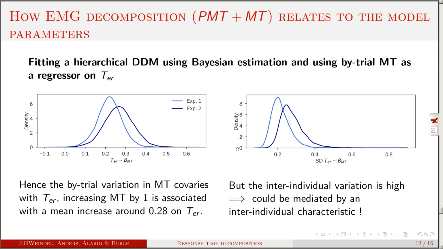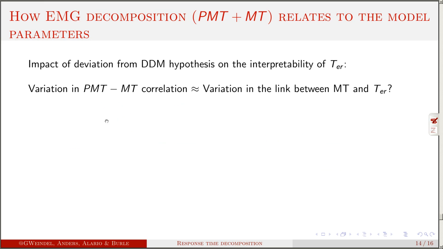But if we look at the estimated standard deviation of the MT regressor, we see that it is rather high, suggesting that some participants have a higher link between MT and non-decision time and that others are closer to 0. So there could be some inter-individual characteristic mediating the link between MT and non-decision time. Now we had the idea to connect the result on deviation from DDM, as shown by the negative correlation between PMT and MT, and this inter-individual difference in the link between MT and non-decision time.